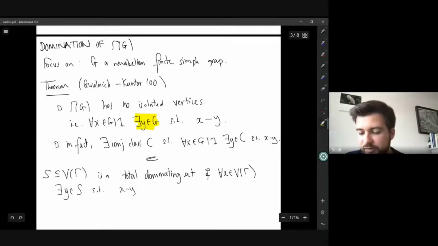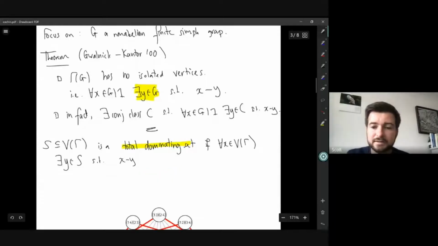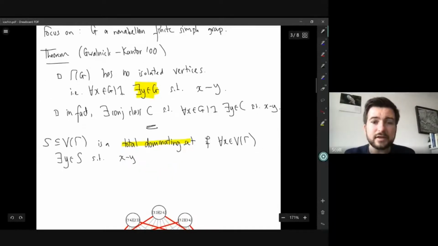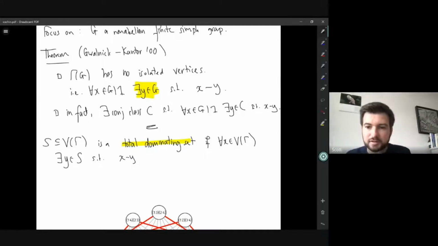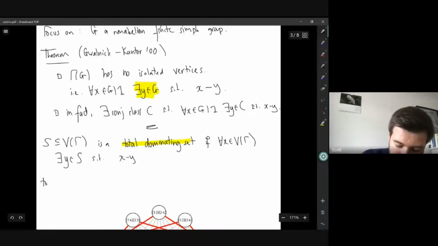So everything's adjacent to something in this set. I'll draw a picture in a minute that will hopefully be useful. And as I just said above, it's natural to try to find as small a set as possible, right? Because obviously you could just take the whole graph, if there were no isolated vertices. So you may as well want to find the smallest possible set.